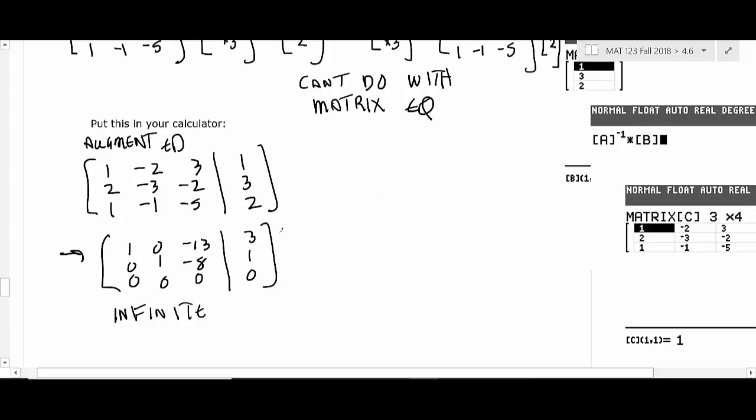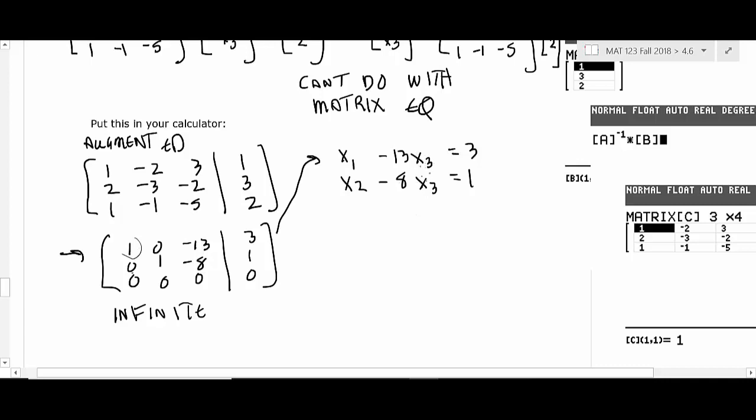It's not that hard once you catch on to this. This first equation says x1, then you have a 0, so you don't pay attention to that, then it would be minus 13x3 equals 3. That's what that first row says. The second row says x2 minus 8x3 is equal to 1.